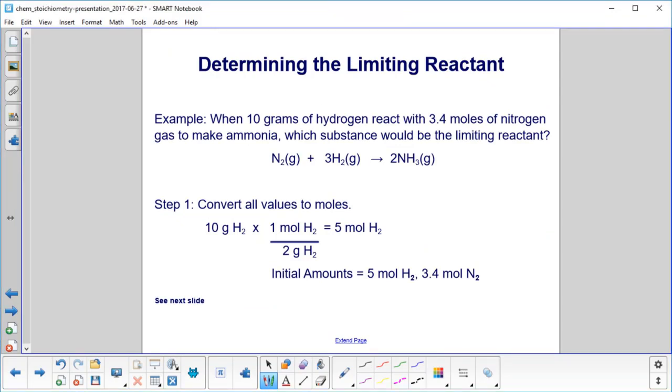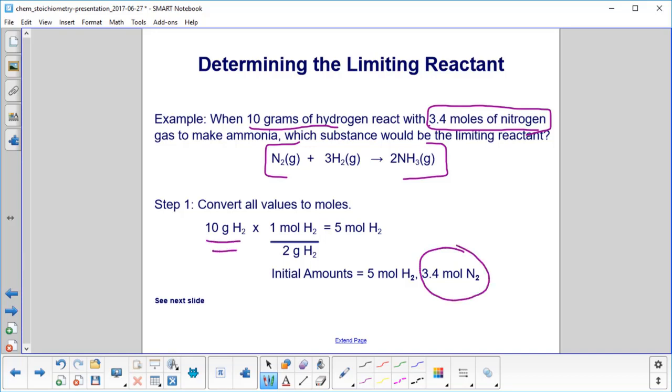Calculation time. When 10 grams of hydrogen react with 3.4 moles of nitrogen gas to make ammonia, which substance would be the limiting reactant? So here is our balanced chemical equation. We always start with that. And we convert all values to moles. Well, look, we don't even have to do nitrogen. They told us what that is, so that's fun.